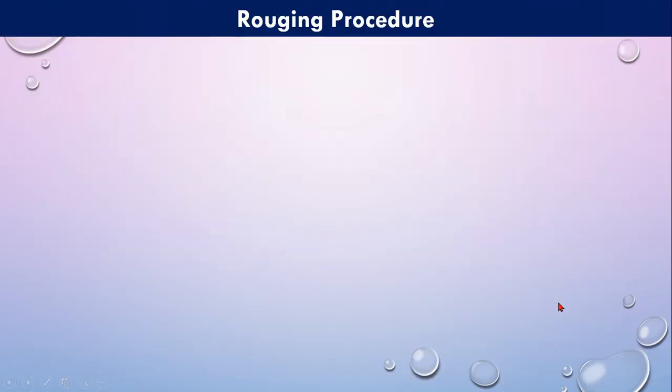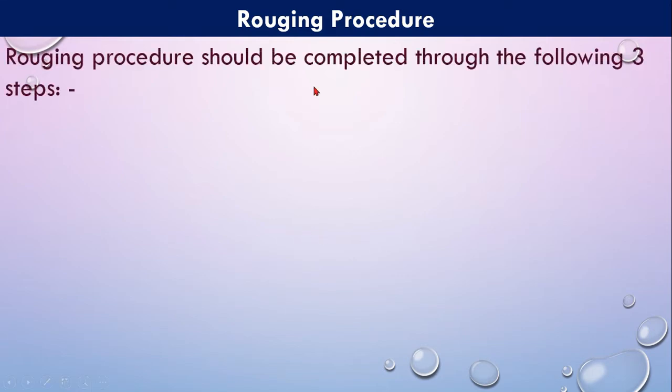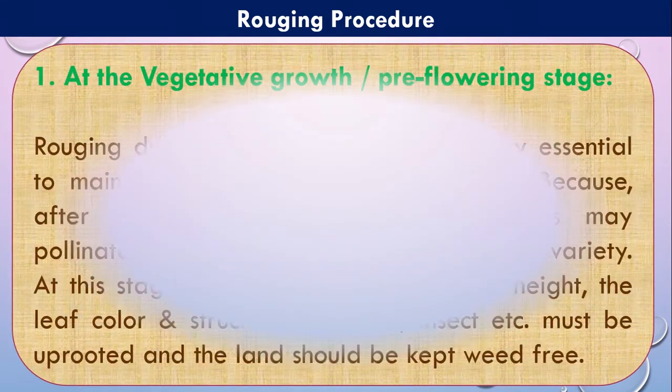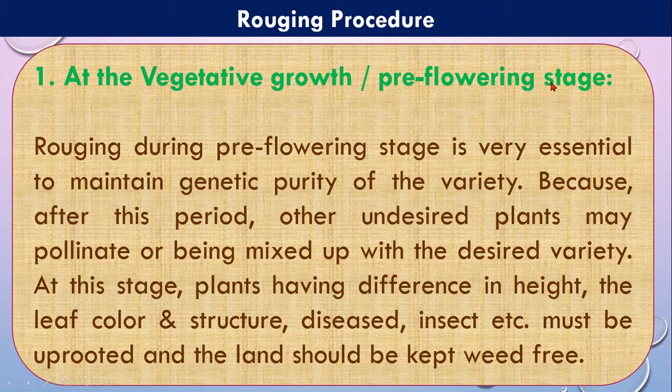Then the procedure of rouging. So how can you do this procedure in the seed crop field? We can do it by the following three steps. First one is at the vegetative growth stage or pre-flowering stage. Second one is at the flowering stage, and the last one is at the maturity stage. So in these three stages we can apply the grading or rouging process.